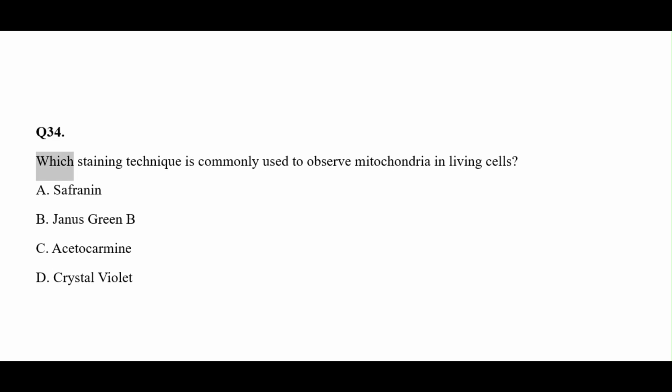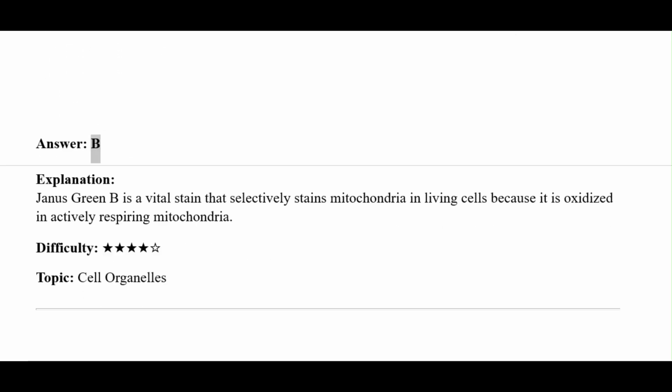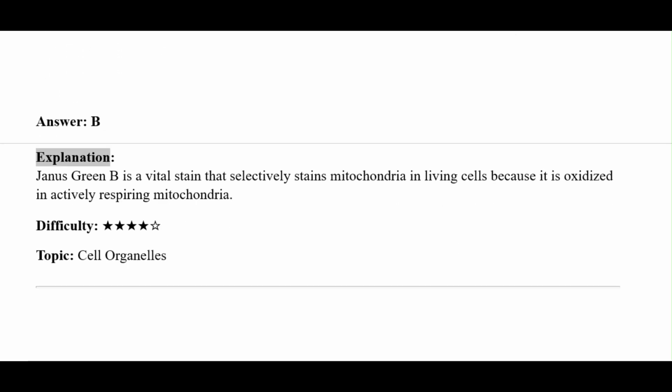Q34. Which staining technique is commonly used to observe mitochondria in living cells? A. Safranine. B. Janus green B. C. Acetocarmine. D. Crystal violet. Answer, B. Explanation. Janus green B is a vital stain that selectively stains mitochondria in living cells because it is oxidized in actively respiring mitochondria. Difficulty. Topic: Cell organelles.